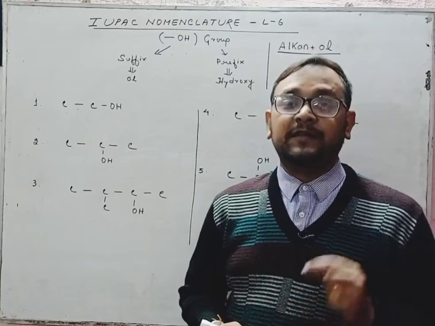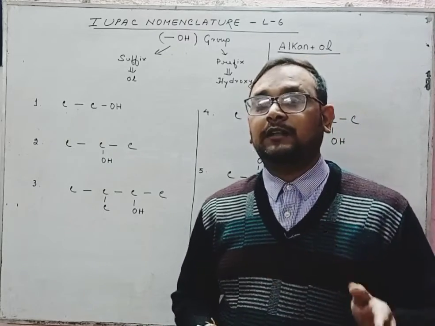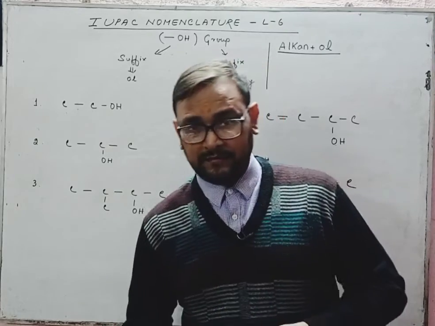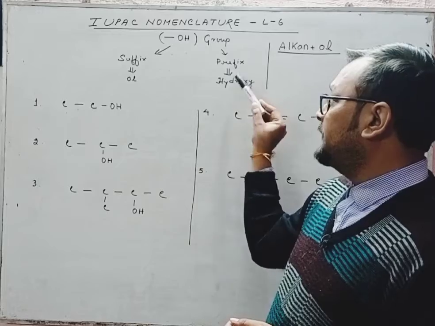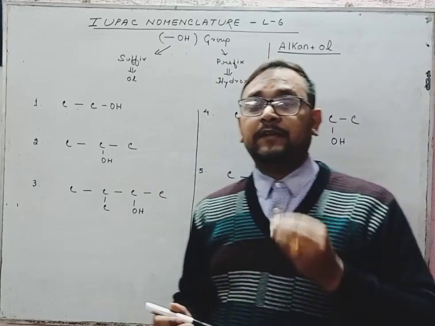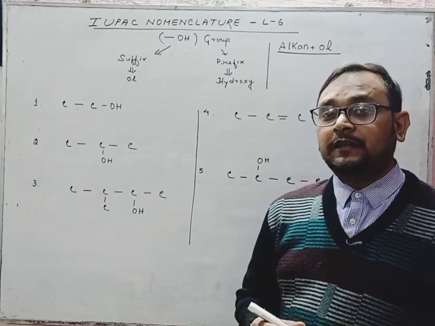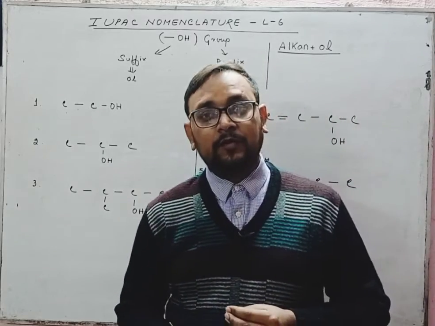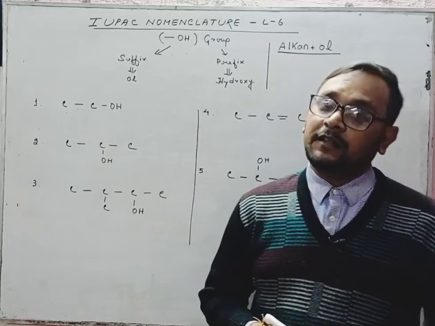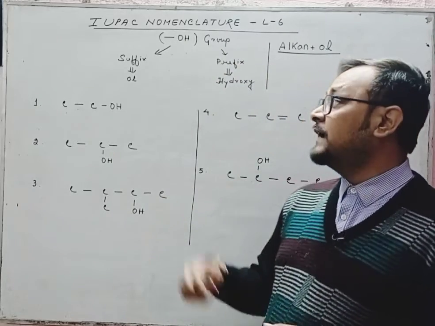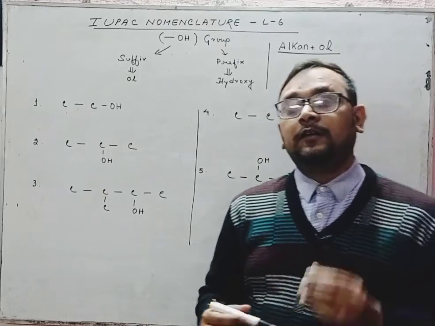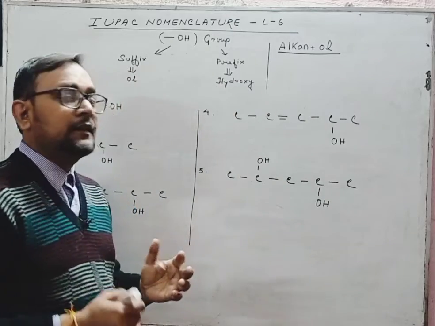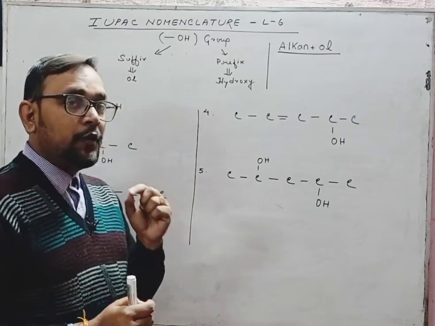When do we use the suffix? We use the suffix for the principal functional group, if there is no other functional group in that carbon chain. I already discussed this in the previous lectures. And when do we use the prefix? We use the prefix only if that functional group is not treated as the principal functional group, but rather as a secondary functional group. In that case we go for the prefix. Understood? Now we will use the format if only one OH is there.